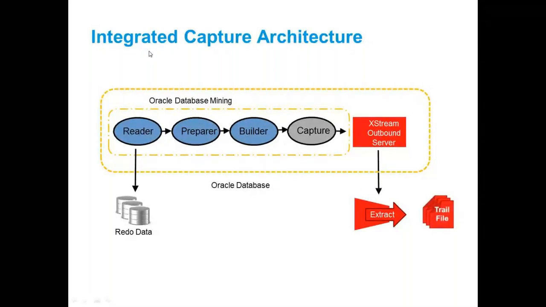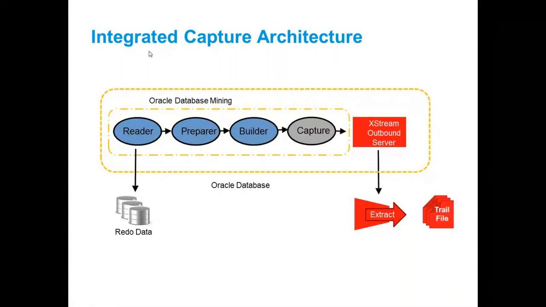So when you configure the Goldengate integrated extract, and when you see the number of processes being created at the database level, you will find there will be four processes. So why four? These four processes: reader, preparer, builder, and capture, form your integrated extract.